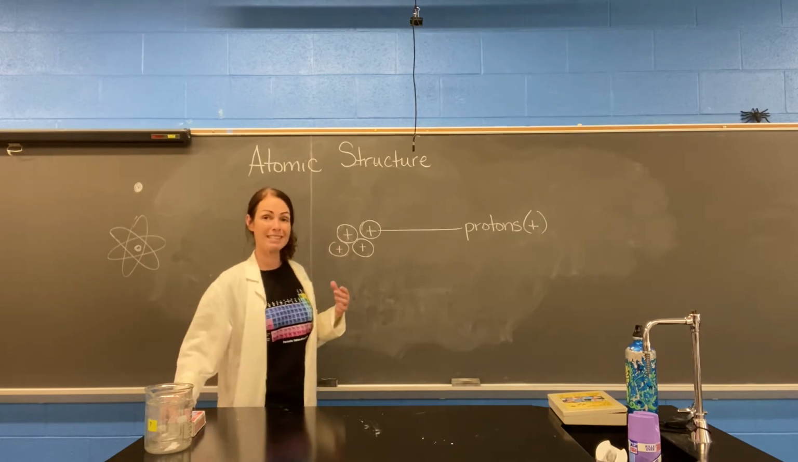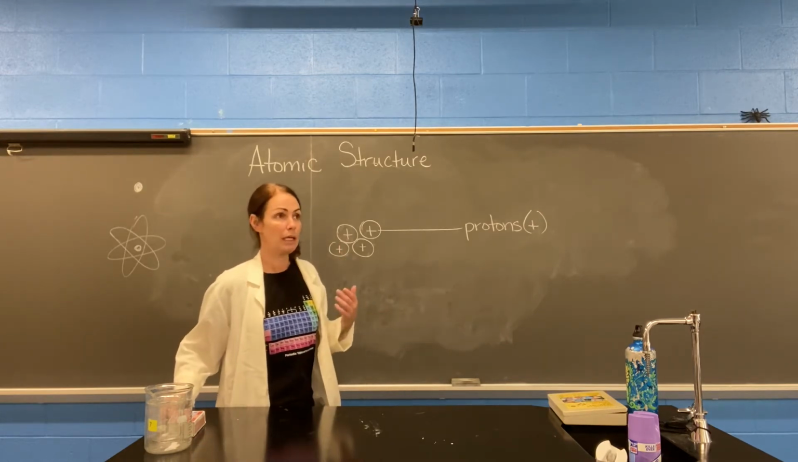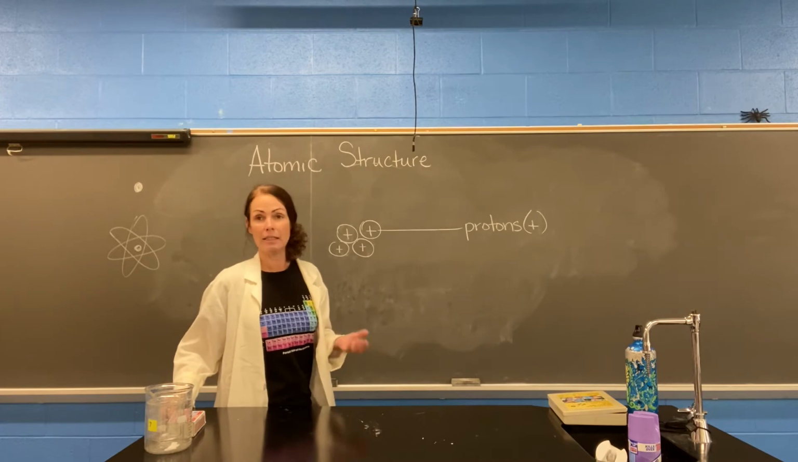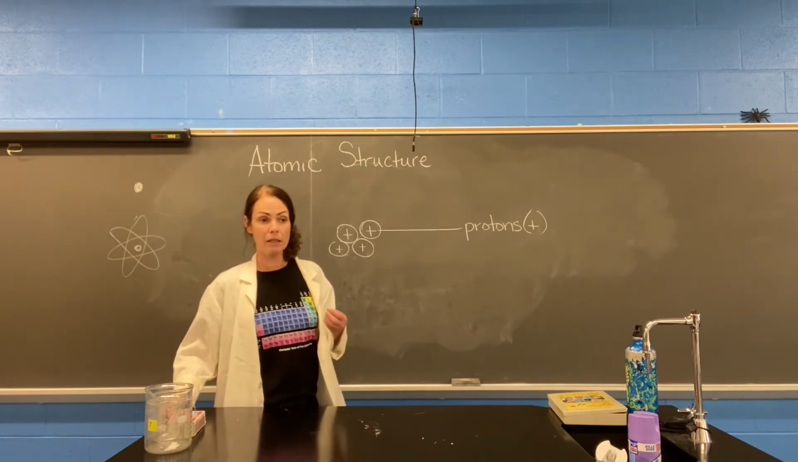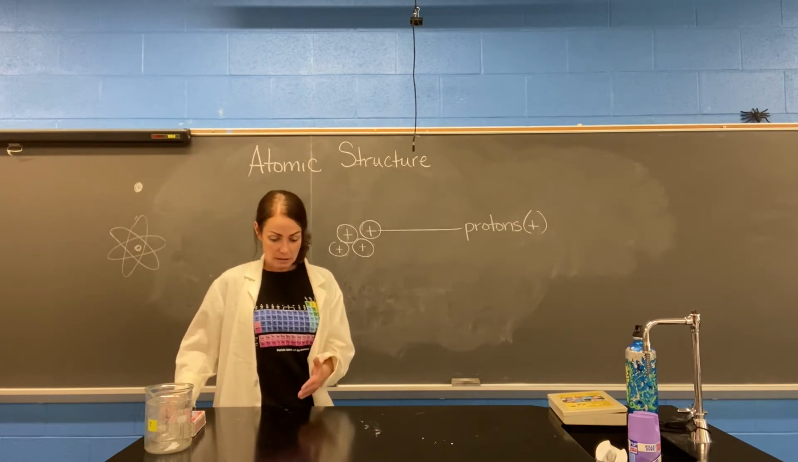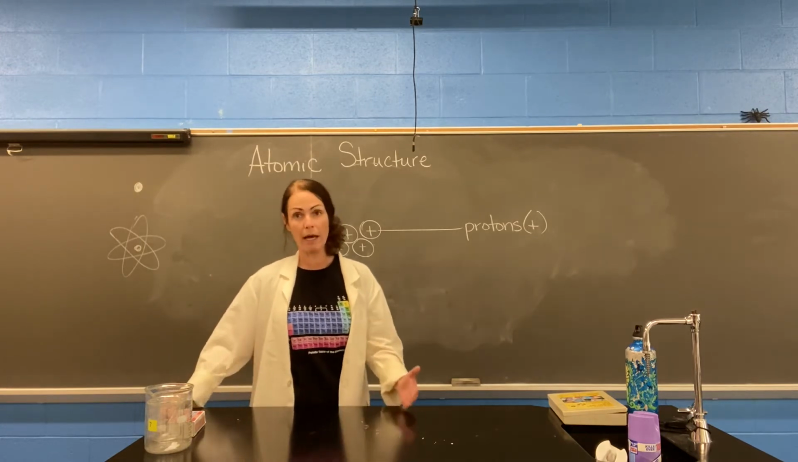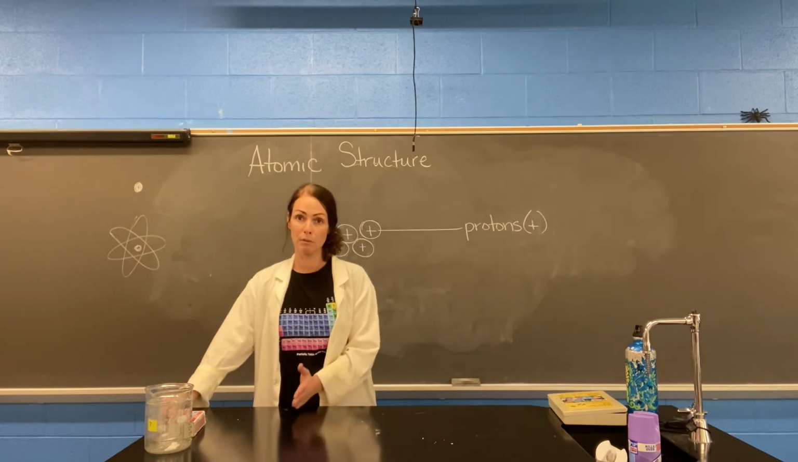If it had 107 protons, it would be bohrium. If it had 99, it would be einsteinium. If it had 118, it would be oganesson. It helps us to figure out what element we're looking at when you know the number of protons.